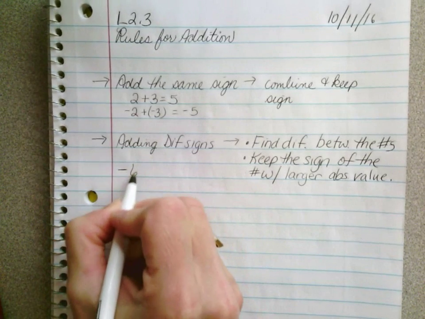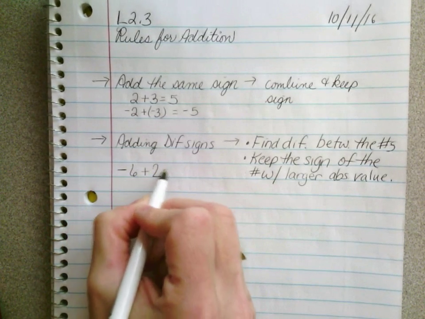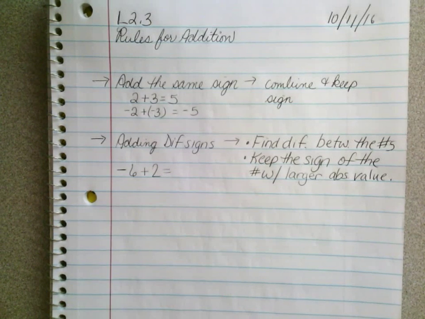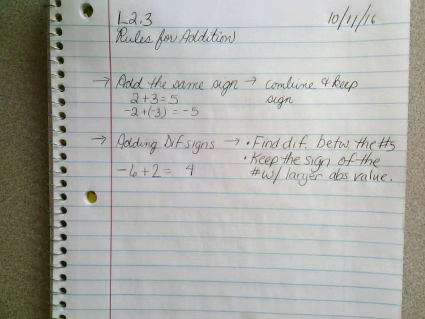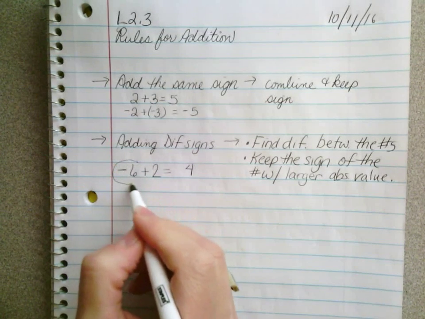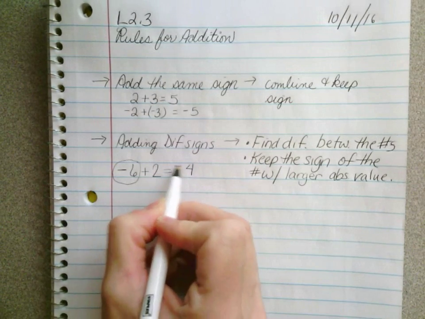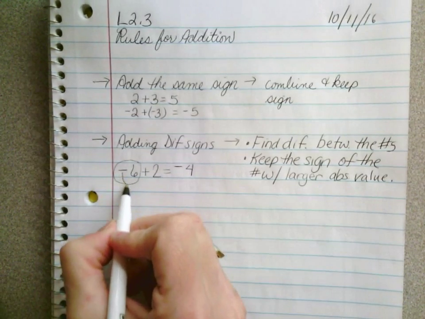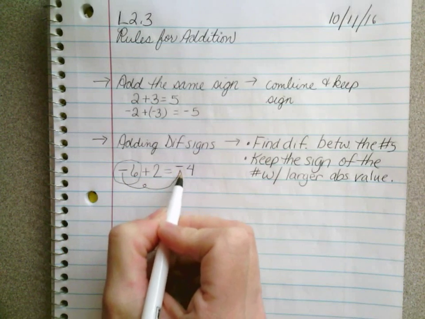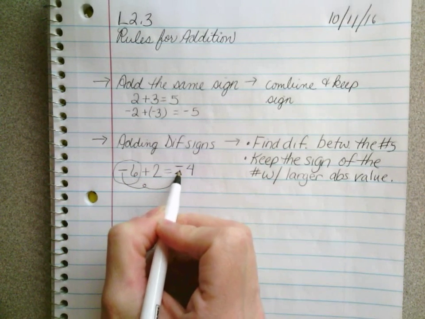So negative 6 combined with a 2. First step, find the difference between just the numbers. So the difference between 6 and 2 is 4. Agreed? And the one with the larger absolute value is 6, the 6 for the negative 6. The negative 6 is further away from 0 than the positive 2. Therefore, the sign stays negative.